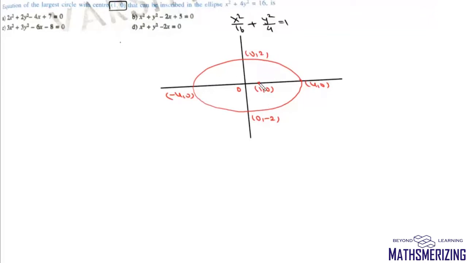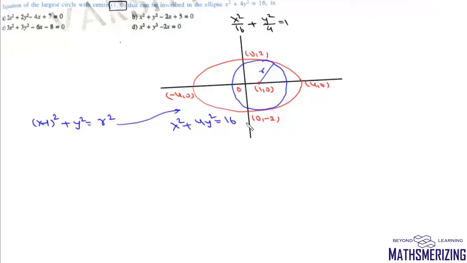Now we know that the circle with center at (1, 0) which touches this ellipse will have the maximum radius. So we need to find the maximum value of r so that this circle touches the ellipse. We can write the equation of the circle as (x - 1)² + y² = r². This circle must lie within the ellipse, which is x² + 4y² = 16. So basically this circle should be tangent to this ellipse.